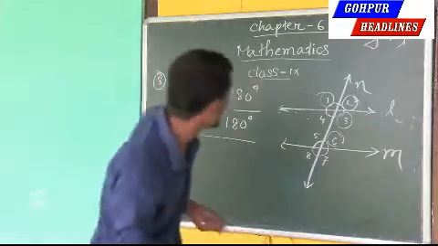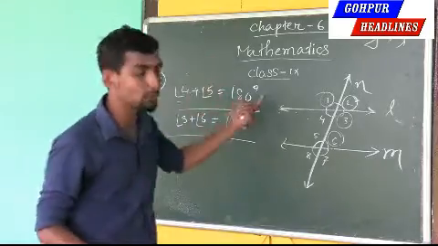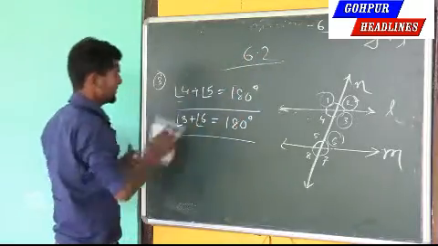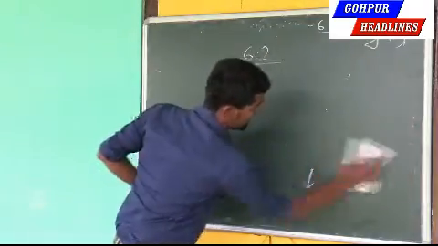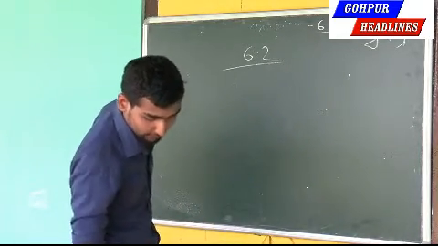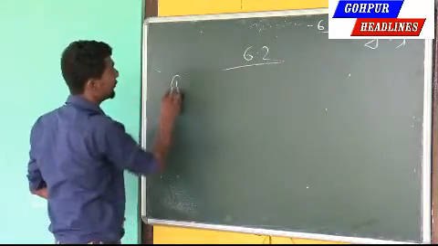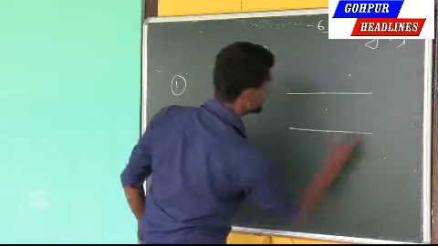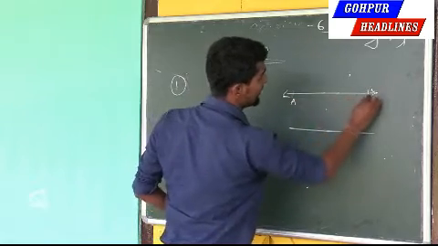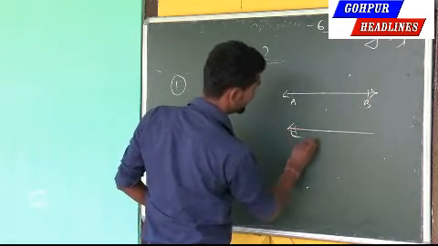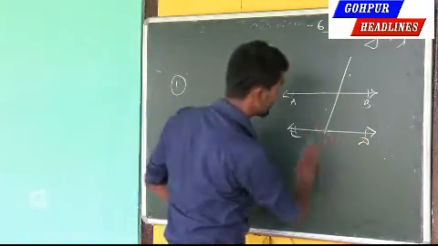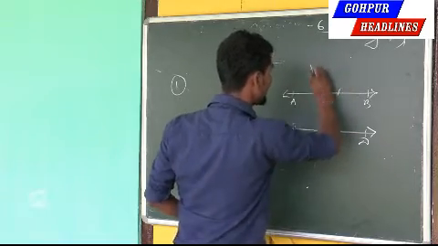So we start chapter 6.2 from this introduction. In this question we have to find the value of x and y, then show that AB is parallel to CD. Suppose in our question number 1, these two lines AB and CD are given to us, and the transversal is also given to us.